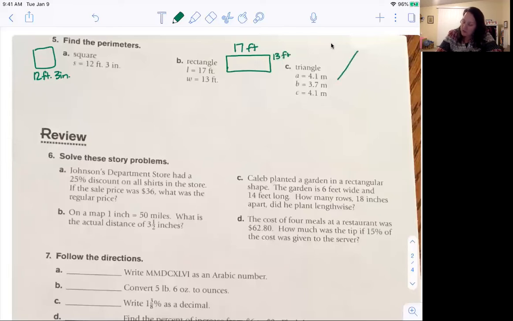And I have a triangle. Ooh, this is a strange triangle. The side A, and it doesn't matter which side's A, any side could be A, is 4.1 meters. Side B is 3.7 meters. And side C is 4.1 meters. Okay, so let's try these. Now 5A can be a little bit tricky, but we can take it step by step and figure it out.